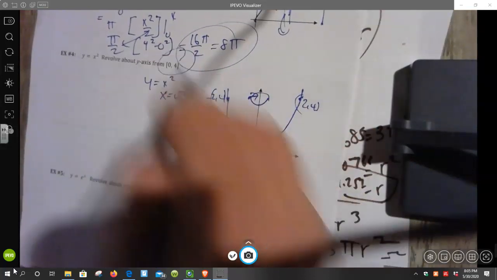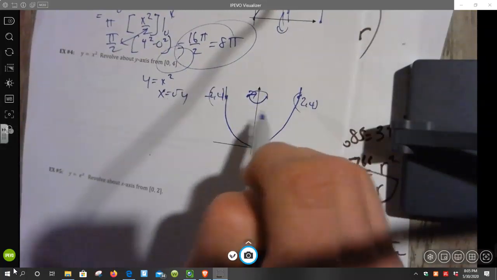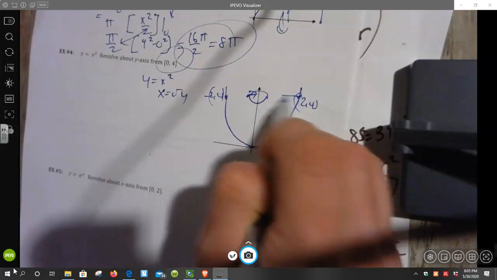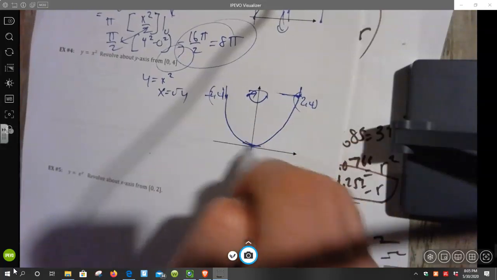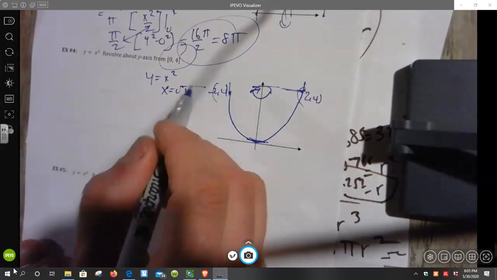Because it asks us to go from 0 to 4, that's why I went there. Because we're going from y, right? We're going around the y-axis of the height, from 0 to 4. So we're going vertically from 0 to 4 on the y-axis. It's in terms of y.